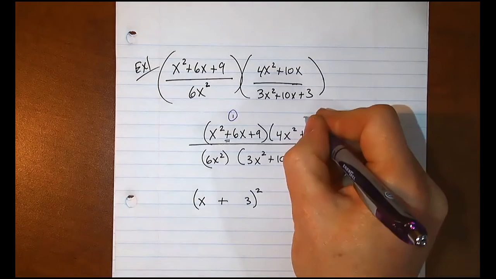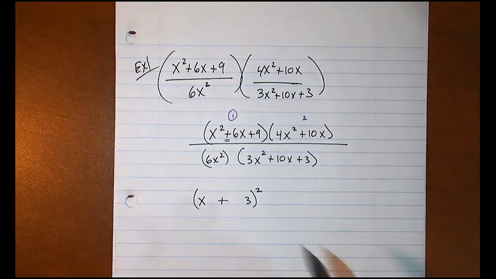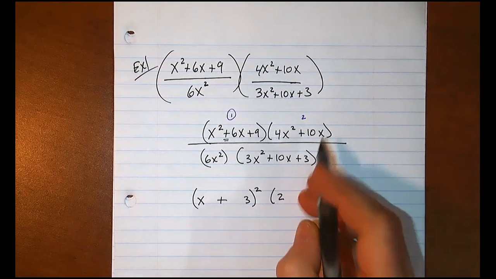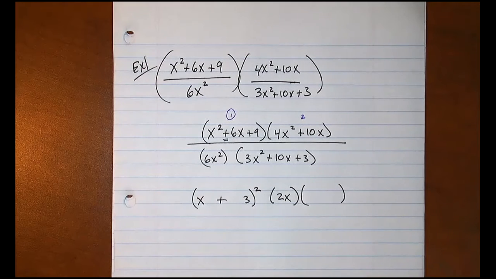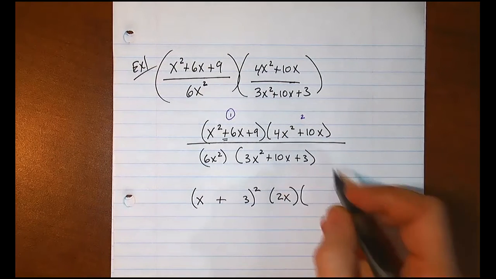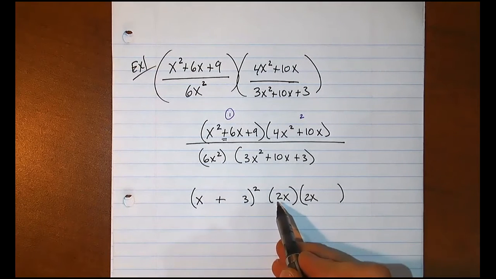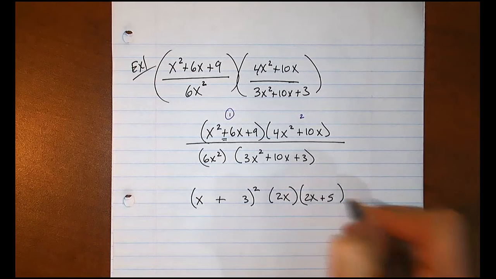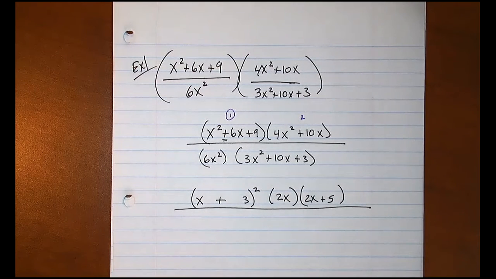In my second one, I have a 4 and a 10. Those can both be divided by 2. And both terms have an x in it, so I can factor out a 2x. Now, if I factor out a 2x, what would be left behind? Well, 2x times what equals 4x squared? That'd be 2x times 2x. And 2x times what equals a positive 10x? Well, that would be a positive 5. So there is the top of my fraction.